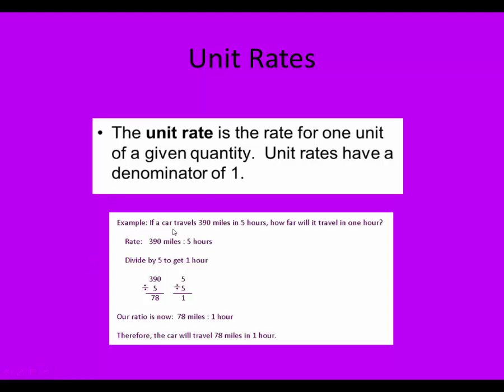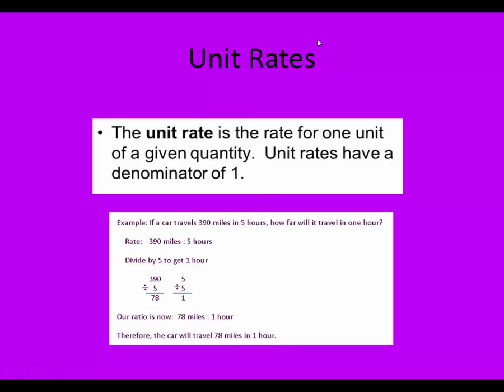So example, if a car travels 390 miles in 5 hours, how far will it travel in 1 hour? So to get the rate, we would write it as 390 miles over 5 hours. Okay, so divide by 5 to get 1 hour. So 390 divided by 5, we get 78. And then 5 divided by 5 is 1 hour. So our ratio is now 78 miles to 1 hour. Therefore, the car will travel 78 miles in 1 hour, which is our unit rate.